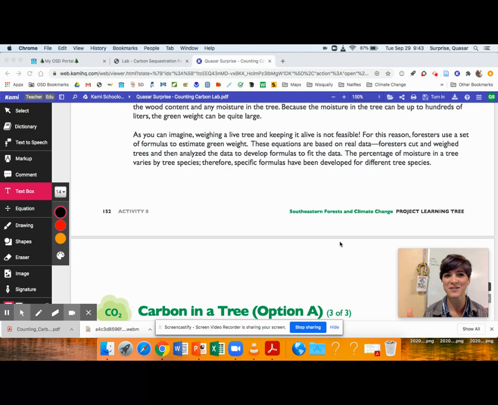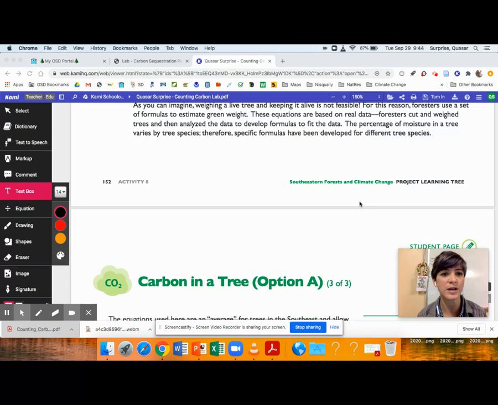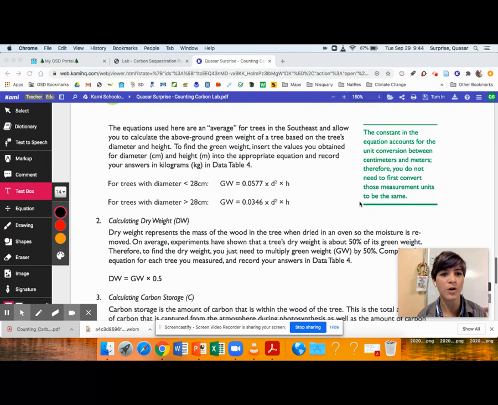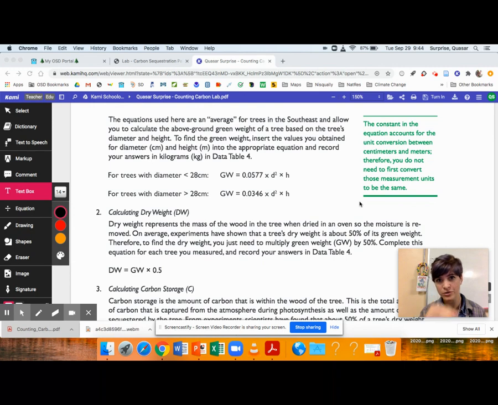So we foresters use a set of formulas to estimate green weight. Those formulas are based on measurements from many different tree species, kind of averaged out. If you want to be super specific, you might be able to find the calculation for the tree species that you're actually working with. Anyhow, the percentage of moisture in a tree varies by tree species. So the equations used here are an average for trees in the southeast. So they're probably not going to be as accurate for us here in the Pacific Northwest.